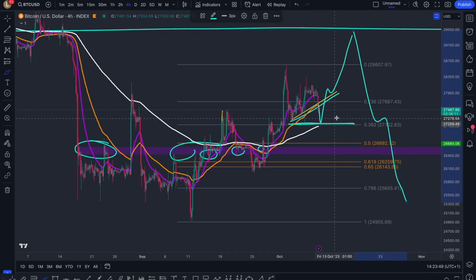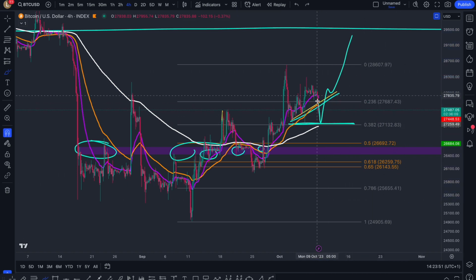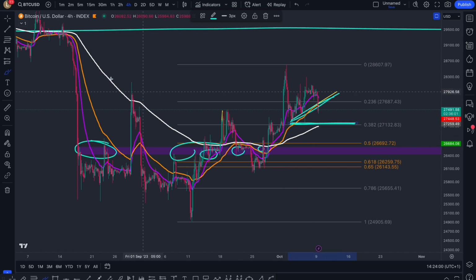But would still expect something like this to follow, but it could just all be happening from here, as we've lost this trend line and moving average. And then yeah, losing this would essentially say, if we're losing the 200 EMA, this deciding the trend.